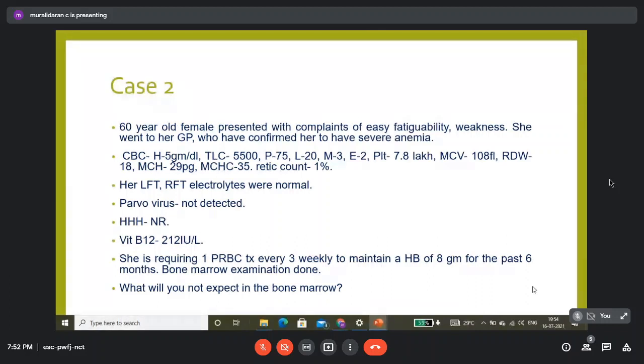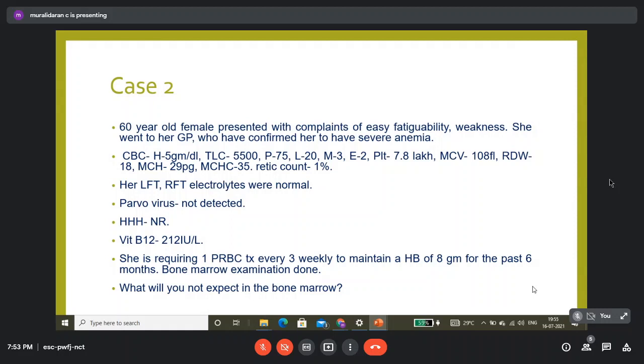The second case is a 60-year-old female patient who presented with complaints of easy fatigability and weakness, that is, anemic symptoms. She was referred to a GP and confirmed to have severe anemia. On CBC, she had hemoglobin of 5 gram, WBC count of 5,500 with normal differentials, and platelets of 7.8 lakhs, slightly increased. The MCV showed macrocytosis, 108 femtoliter, and the retic count was 1%.